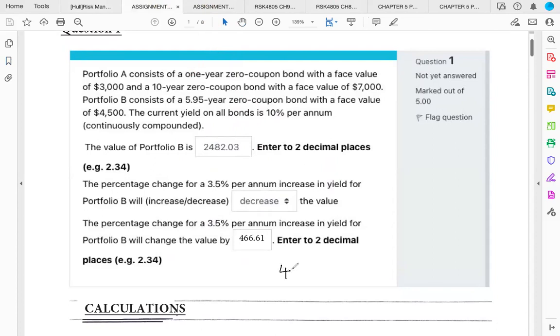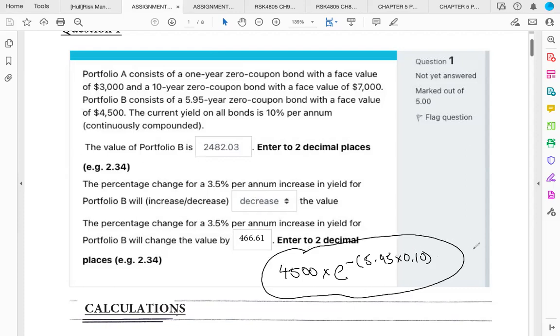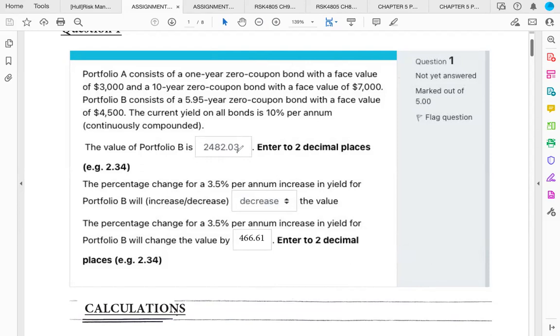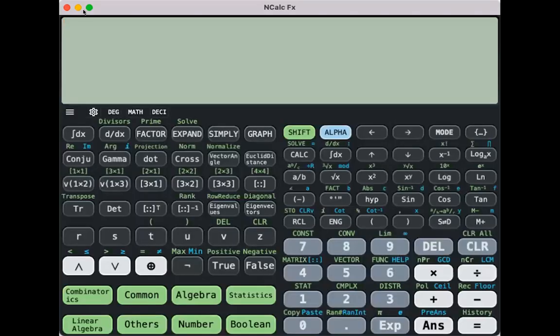So in this particular case, we just take 4,500, which is our face value, and then the bond matures in 5.95 years, right? And we have a current yield, which is continuously compounded of 0.10. So we just have to do this calculation to give us the value of the bond, right? So it's a simple calculation, but a lot of students struggle with this particular part when it comes to their calculators, right? So to make this a bit easier for you, you can use your scientific calculator. So I'm just going to put a version of a scientific calculator up here just to illustrate how you would do this calculation, for example.